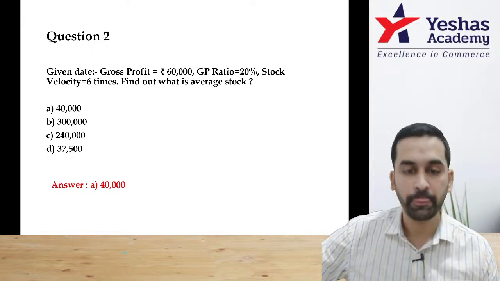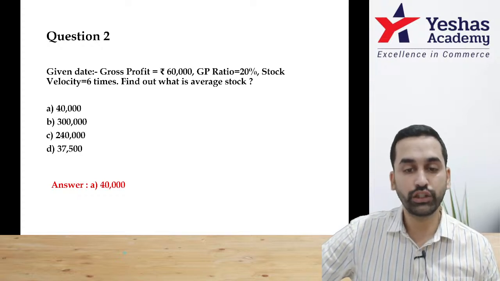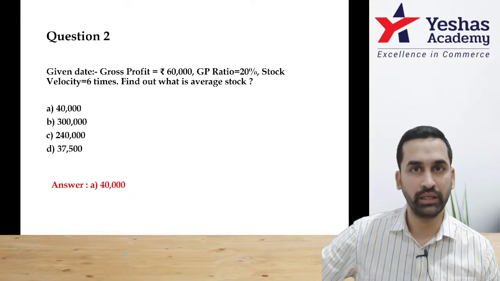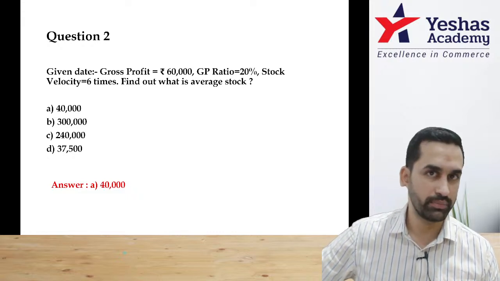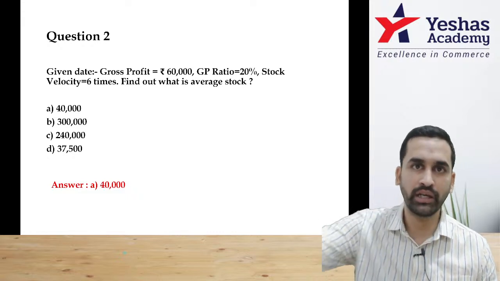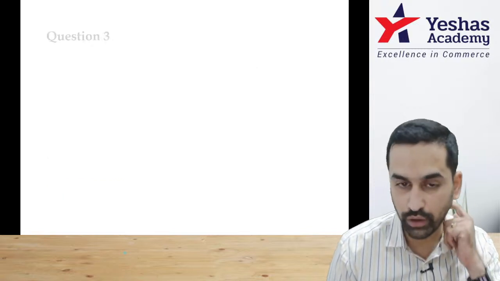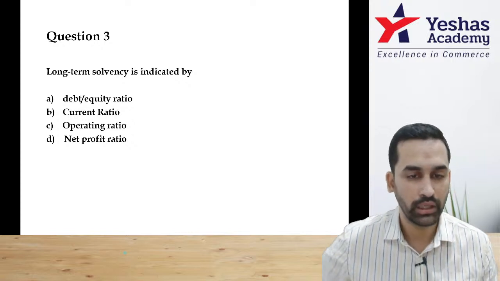Yes, good. Those who are not able to get this, understand that from the GP ratio with the GP amount, you can find out sales. Sales minus GP is COGS, correct? So 6 is equal to COGS by average inventory, and then by substituting the numbers, you will get the answer 40,000 rupees. All right, good. Let's move on. Question number 3.